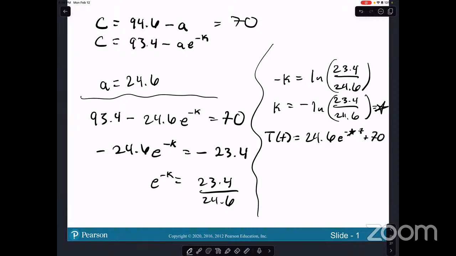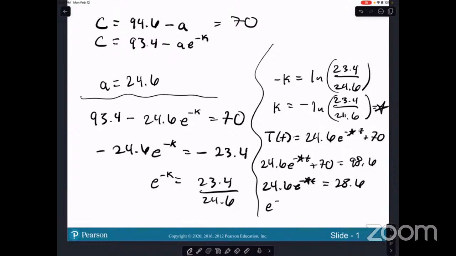And then we want to use that the standard temperature of the human body is 98.6. So I'm going to do this. 24.6 e to the negative kt plus 70 equals 98.6. And then from that point, we have one equation, one unknown we can solve. Subtract 70. What is that? 28.6. Divide. Running out of space again. That's fine. 28.6 divided by 24.6.